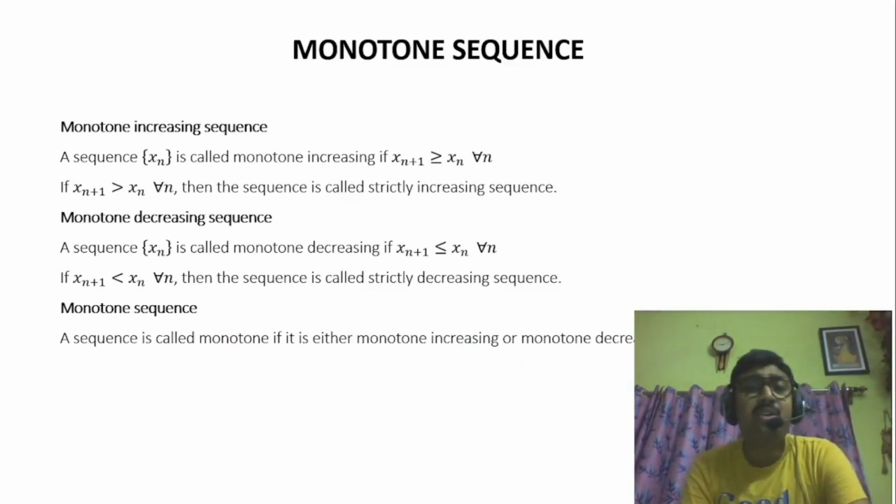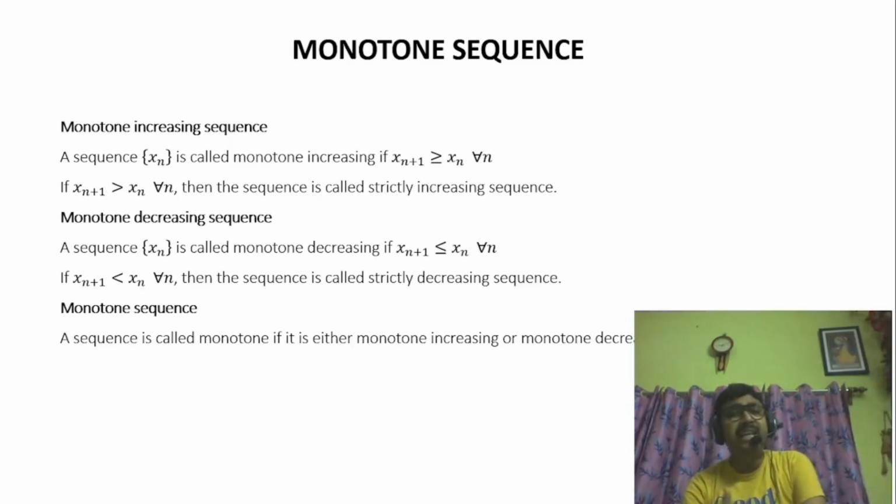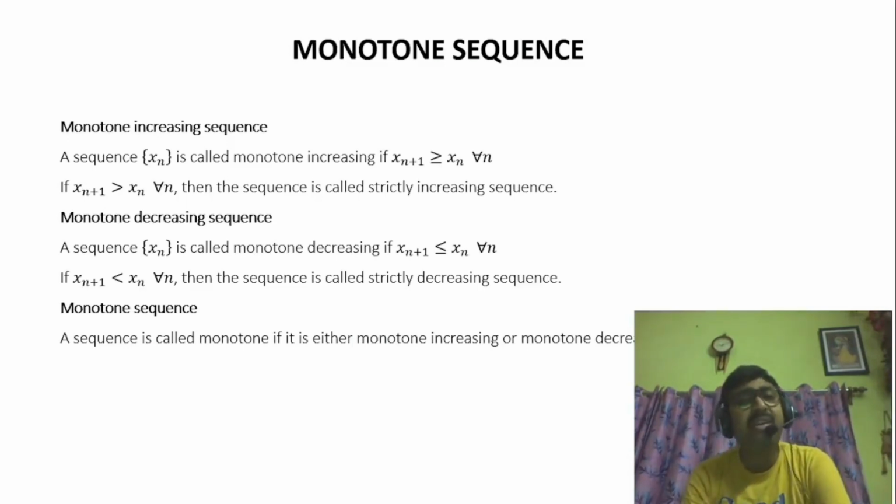Now the next topic is monotone sequence. In that context, first we need the monotone increasing sequence. So a sequence xn is monotone increasing if it satisfies this condition: xn plus 1 is greater than or equal to xn for all n. That means when n is 1, then x2 is greater than or equal to x1, x3 is greater than or equal to x2, like that. That means the elements gradually increase one by one, then we call it monotone increasing. And if it happens that xn plus 1 is greater than xn only, there is no equal sign, then we call it a strictly increasing sequence.